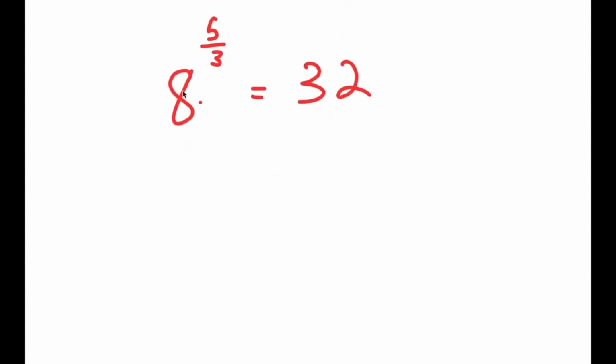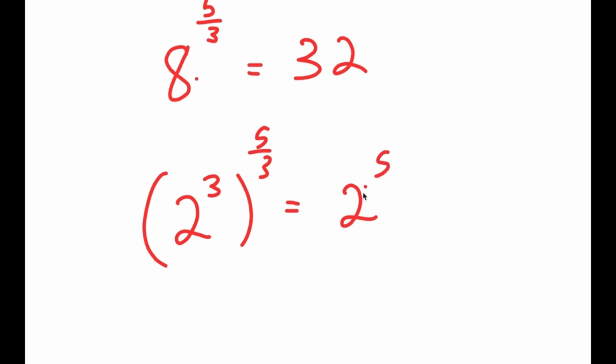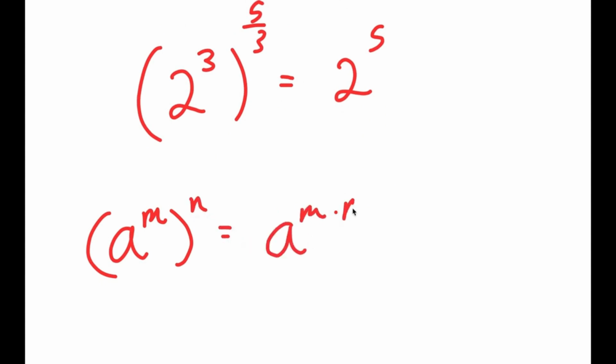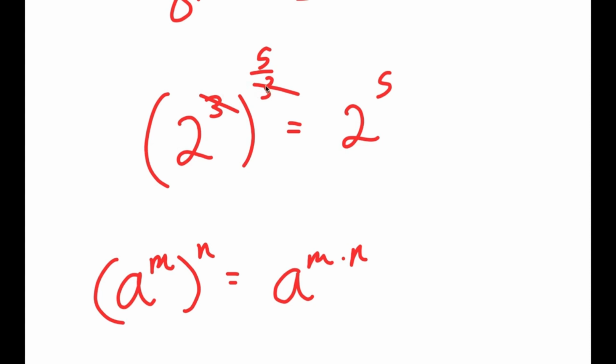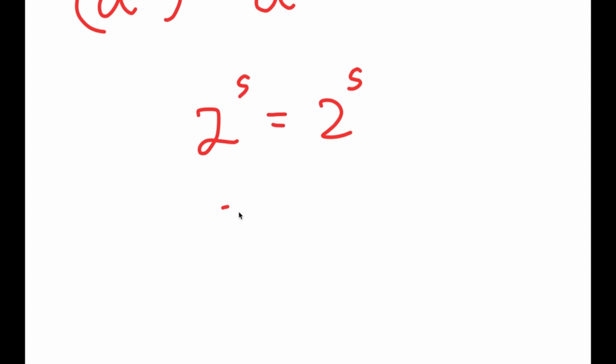Now, 8 is the same thing as 2 to the power of 3. So I get 2 to the power of 3 to the power of 5 over 3 is equal to 32, and 32 is the same thing as 2 to the power of 5. And if I have something in the form a to the power of m to the power of n, this is equal to a to the power of m times n. So these two 3's cancel out, and I get 2 to the power 5 is equal to 2 to the power 5, or this is the same thing as 32 is equal to 32.